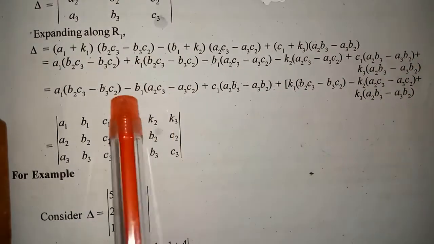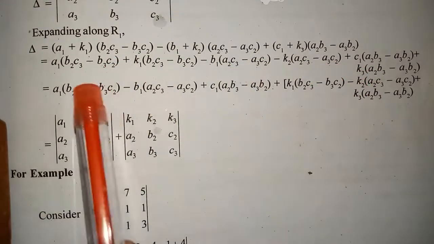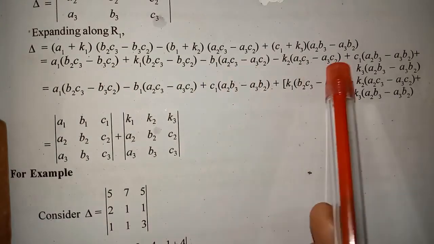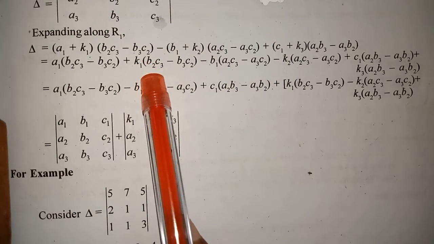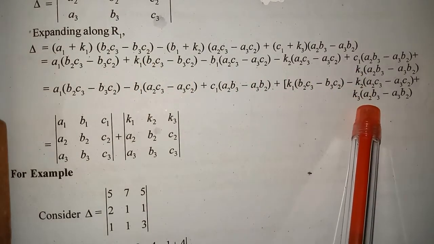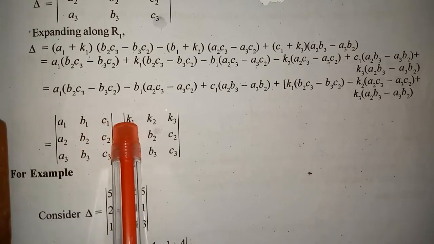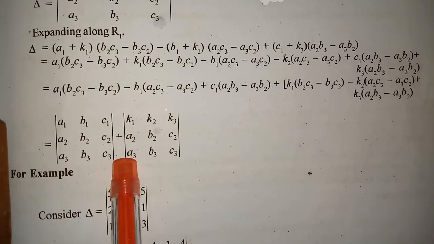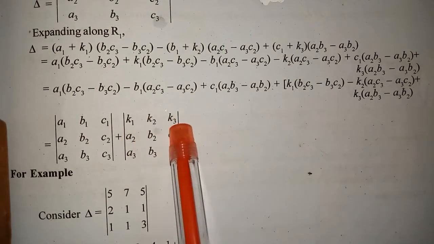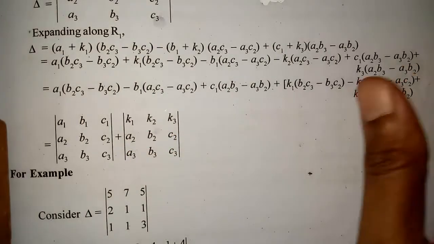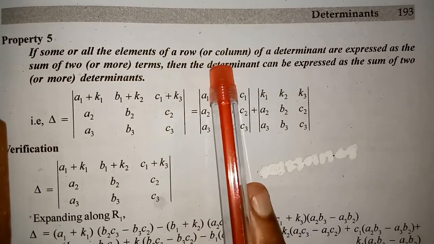Okay. Now what I am going to do is collect all A1, B1, C1 which are independent of K. So this one, this bracket and this bracket. Can you see this? I have written here. Now all the terms containing K1, K2, K3 I have written here as it is. Alright. So if I rewrite this in the form of a determinant, this is nothing but A1, B1, C1, A2, B2, C2, A3, B3, C3 plus K1, K2, K3, A2, B2, C2, A3, B3, C3. Is that clear, children? So this is our property of the determinant. This can happen for columns also.